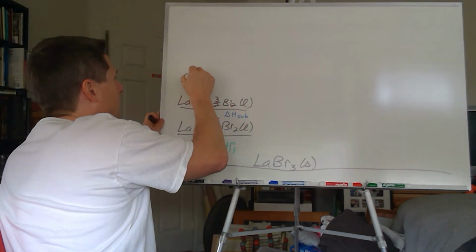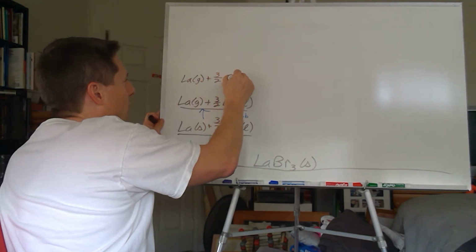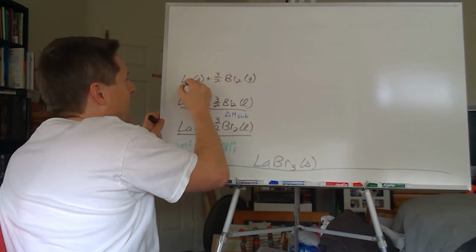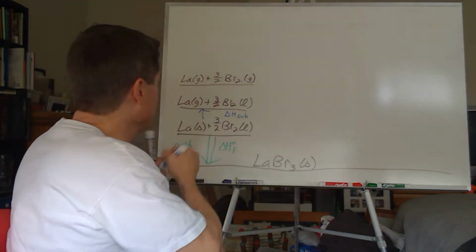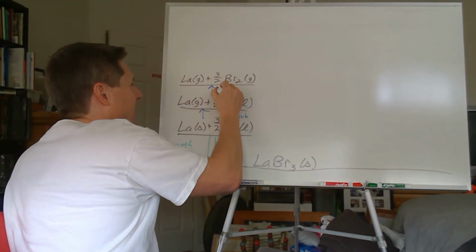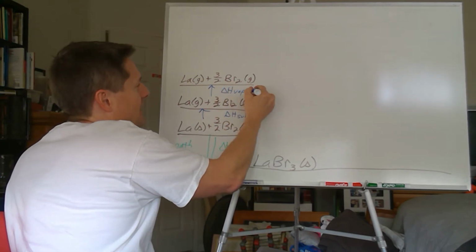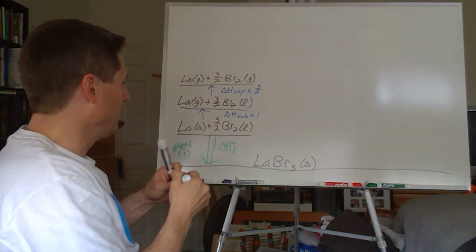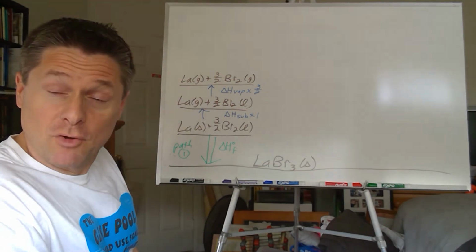Now let's get the bromine into the vapor phase. So we're going to have lanthanum in the gas phase plus 3/2 bromine in the vapor state or gas phase. That requires energy, so that goes up, and that will be delta H vap. This will be times 3/2, and the sublimation will be times 1, right? 1 for the lanthanum, 3/2 for the bromine. So far, step 1's good.